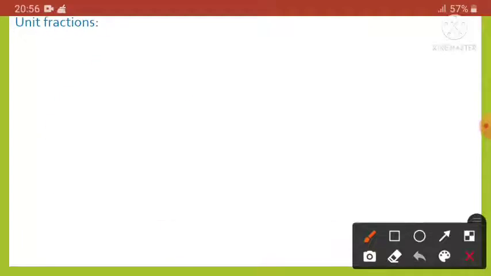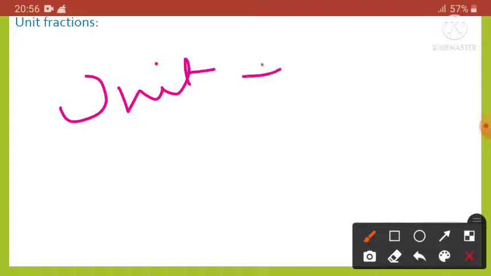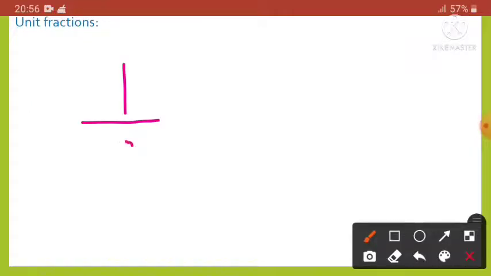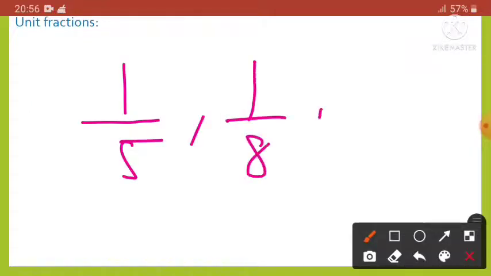Okay, next is unit fractions. The fractions that have 1 as the numerator are known as unit fractions, because unit means 1. So if you take examples, they will be 1 by 5, 1 by 8, 1 by 4. Here all the numerators are 1, that means unit, so these fractions are known as unit fractions.